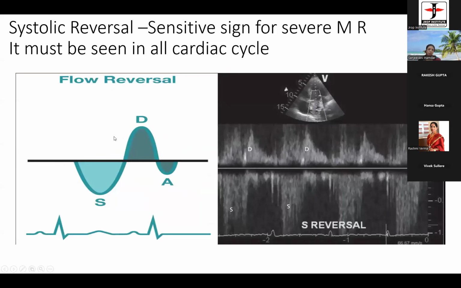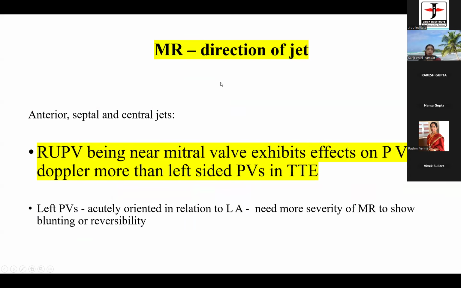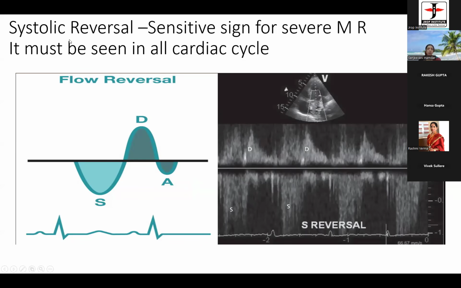This is just the image. You don't get the real scenario, like how Dr. Hansa ma'am has said, that these pictures you don't get. So this is what you get when you do it on a patient, that this is the systolic reversal coming after the QRS. Another important thing is that systolic reversal must be seen in all the cardiac cycles to label it as severe.